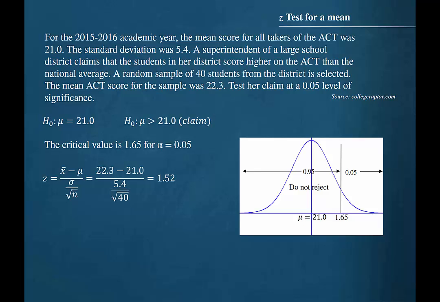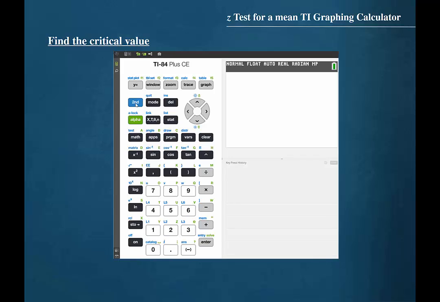In order to find the critical value, we will need to know the significance level and whether it is a one-tailed or two-tailed test. In this case, we have a right-tailed test with a 0.05 level of significance. In order to find the critical value, we will press second VARS. We will be using the inverse normal function, so we should press 3. At the prompt for the area, we will input the level of significance. That was 0.05.